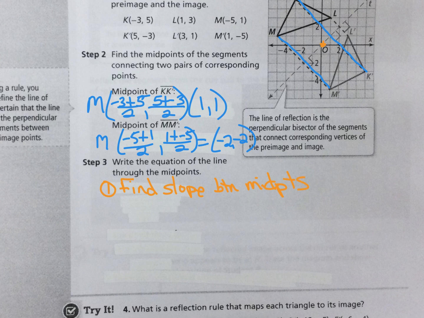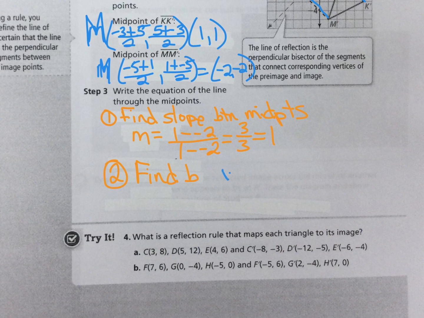Slope, you got to be careful, is the small m. These up here, midpoint was the capital M. And slope is y minus y over x minus x. So I get 3 over 3, which is 1. Now, this is right back to the 2.4 lesson. Now we're going to find b. So I have y equals 1x plus b. Now, for b, you can pick either point.